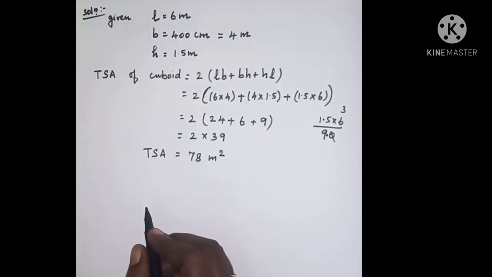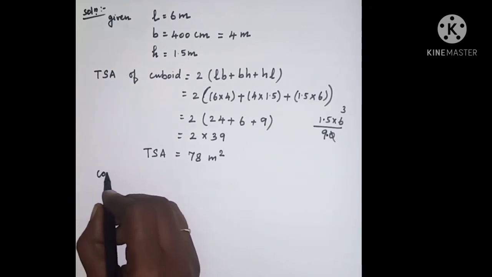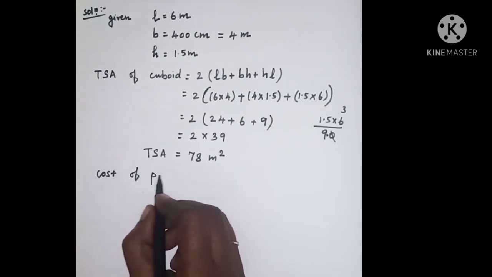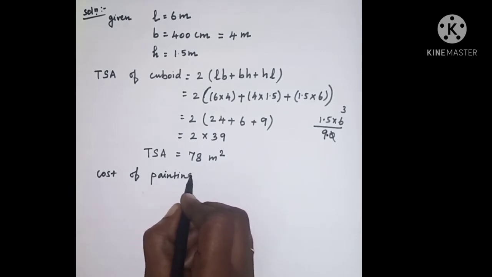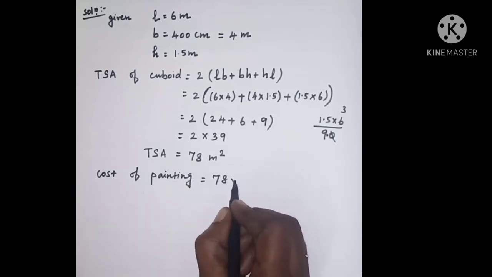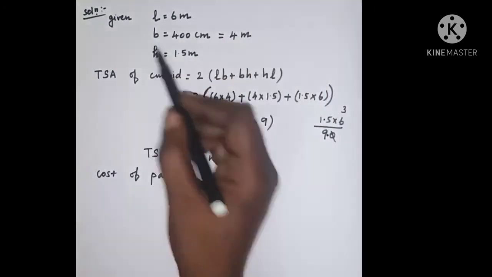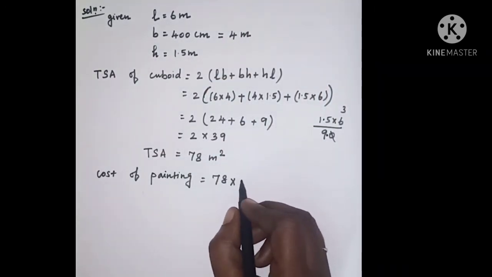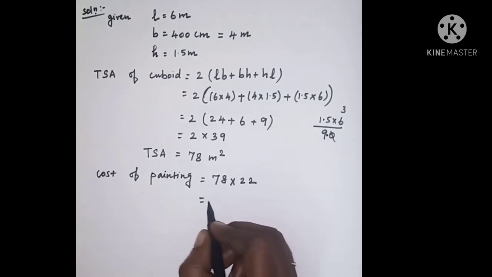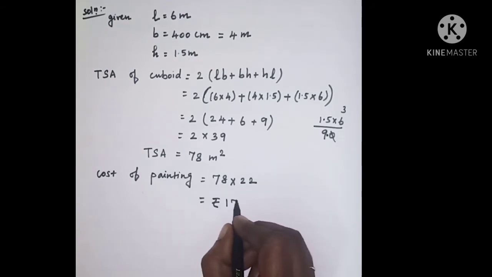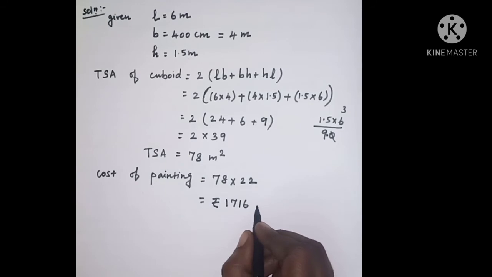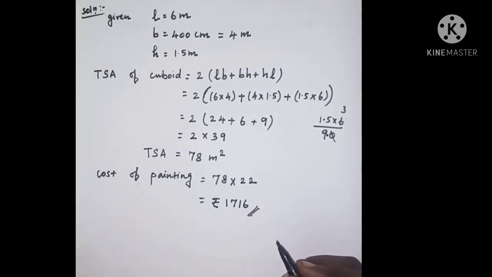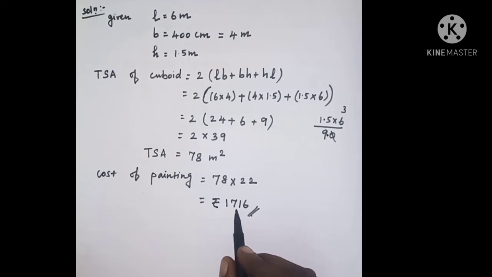In this problem they are asking to find the cost of painting. So cost of painting is equal to 78 into, for 1 meter square they are given 22 rupees. So we have to multiply 22 into 78. So 78 into 22 is rupees 1716. So the cost of painting the entire outer surface of the cuboidal box is rupees 1716.